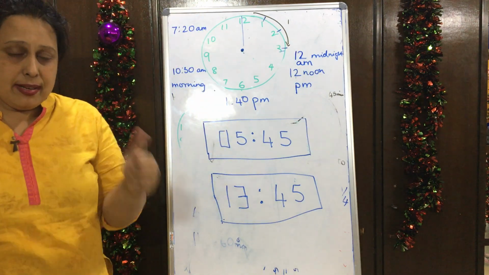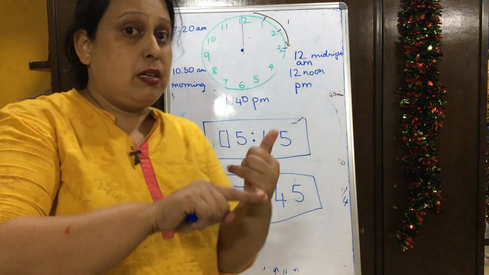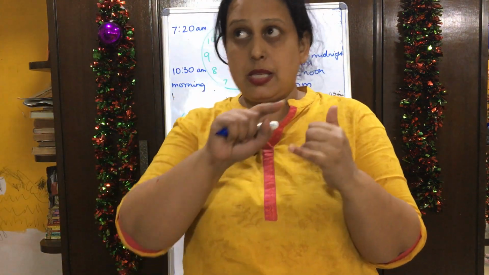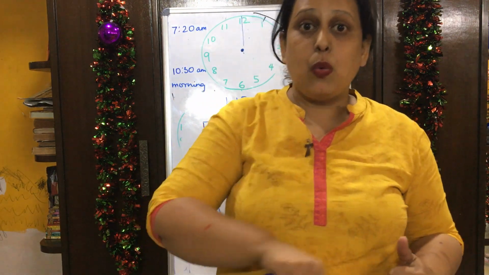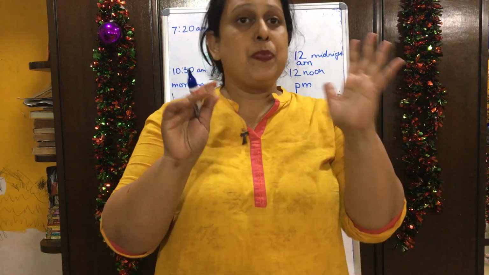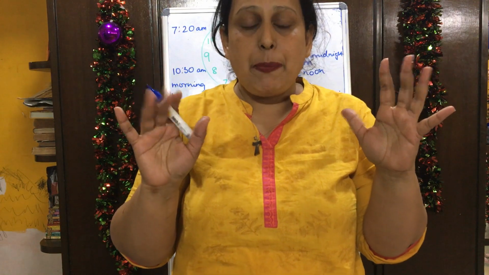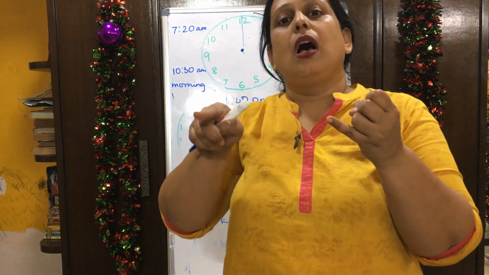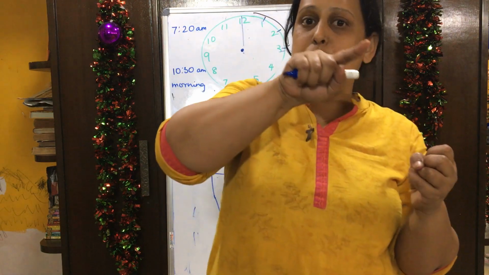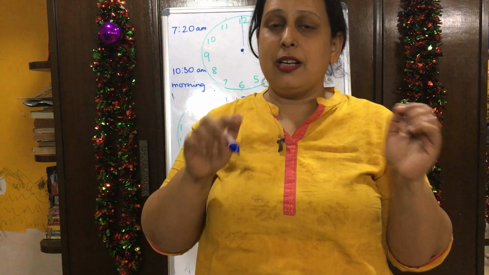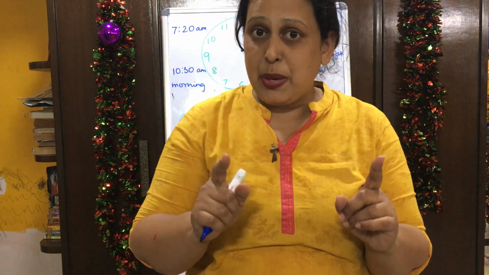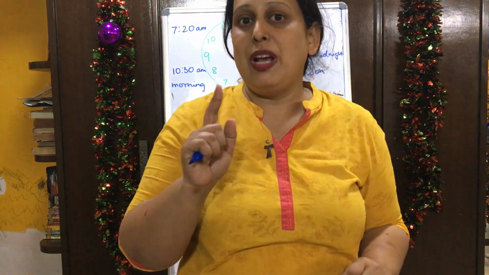So today we learned about quarter to, half past, quarter past. Okay, so we do a recap again. When we have quarter past, half past, quarter to, we learned about the digital clock and the analog clock. We know what is AM, PM, 12 noon and 12 midnight.